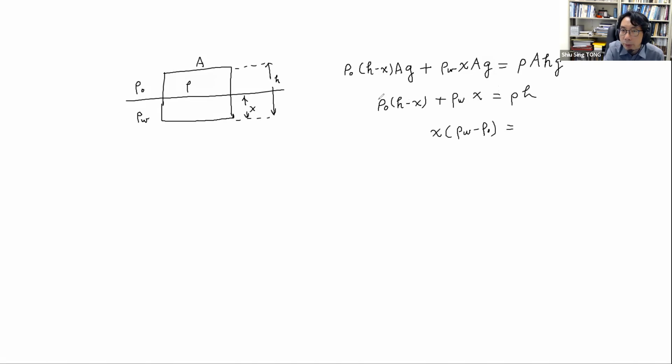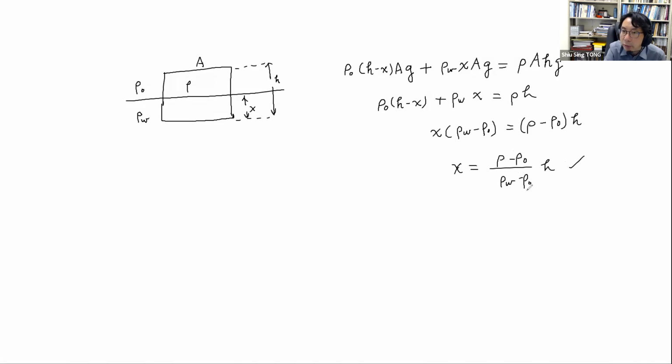x times (rho W minus rho naught). I can put this term on the right-hand side, so it becomes rho minus rho naught, times h. So now I can solve for x, which is equal to (rho minus rho naught) divided by (rho W minus rho naught), times h. This is the answer.